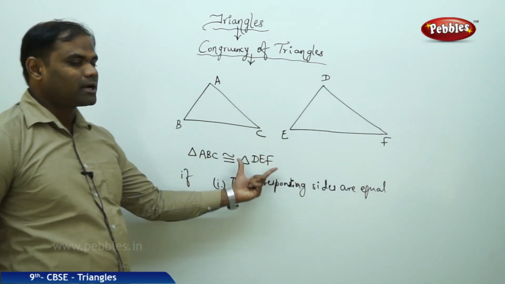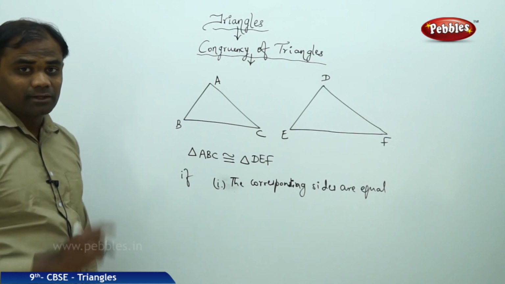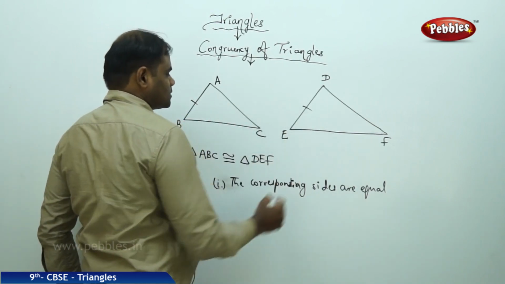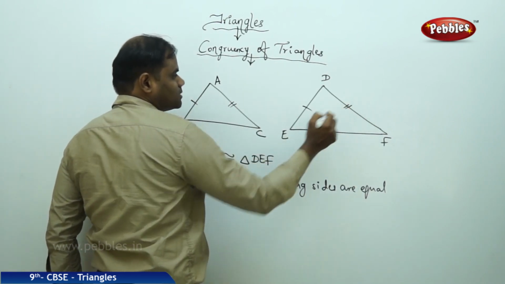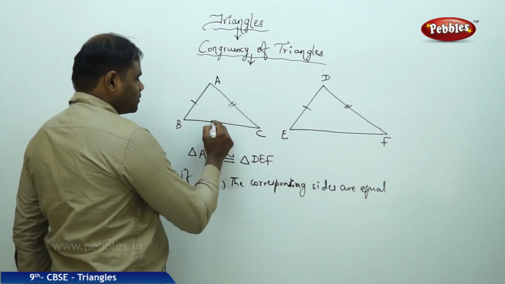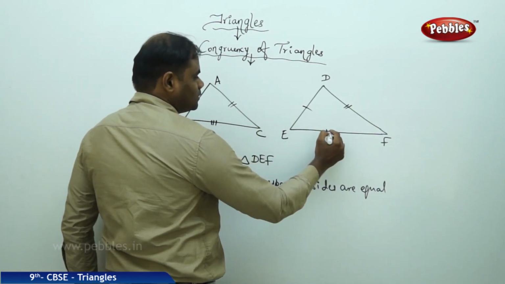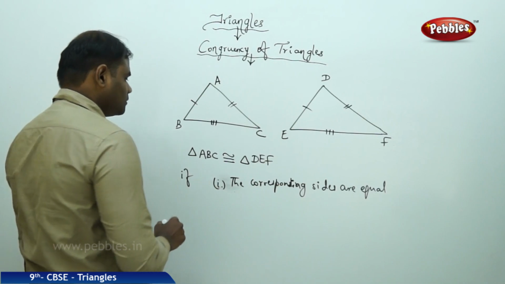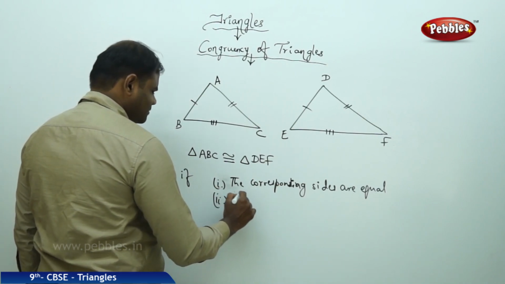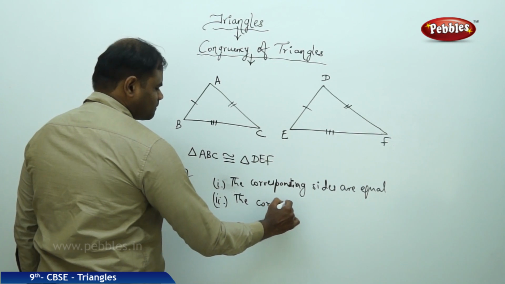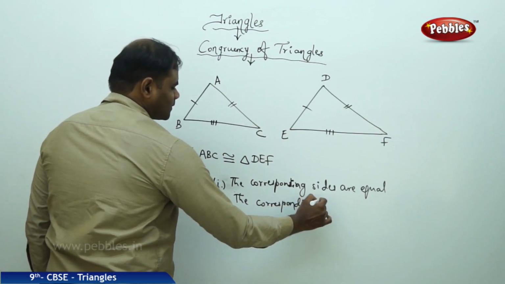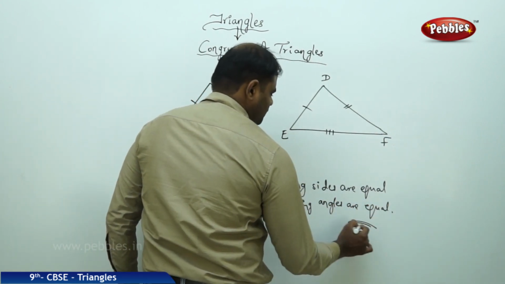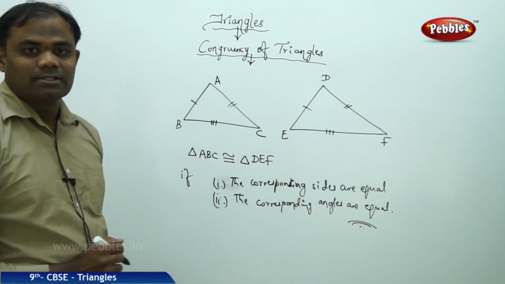That is, for triangle ABC and triangle DEF, the corresponding sides are equal. The corresponding side of AB is DE, so this must be equal to this, and for AC the corresponding side is DF, which must be equal, and the corresponding side BC and EF must be equal. The corresponding sides are equal, and secondly, the corresponding angles are equal.